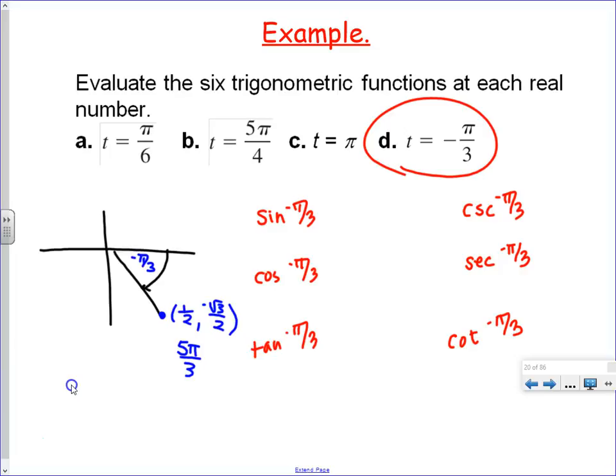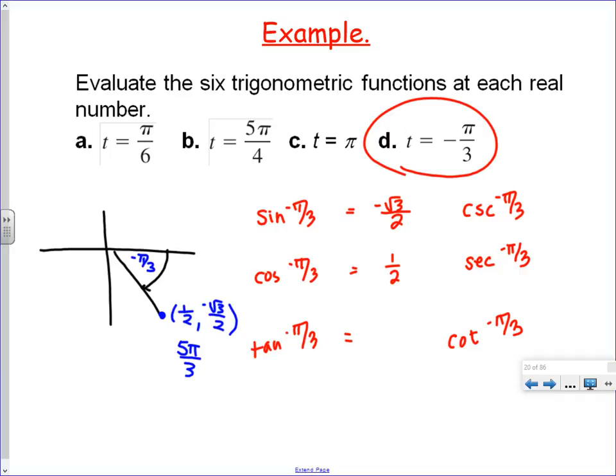It's time to plug in. Who goes with sine? The y. Good. So negative root 3 over 2. Who goes with cosine? The x. So 1/2. Now, why do you think I write sine, then cosine, then tangent if it's y, then x? Who is tangent? Y divided by x. Y over x or sine over cosine.